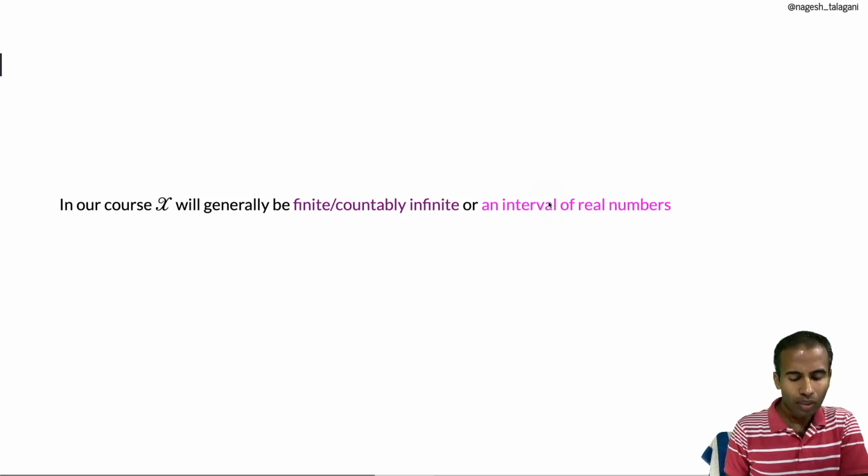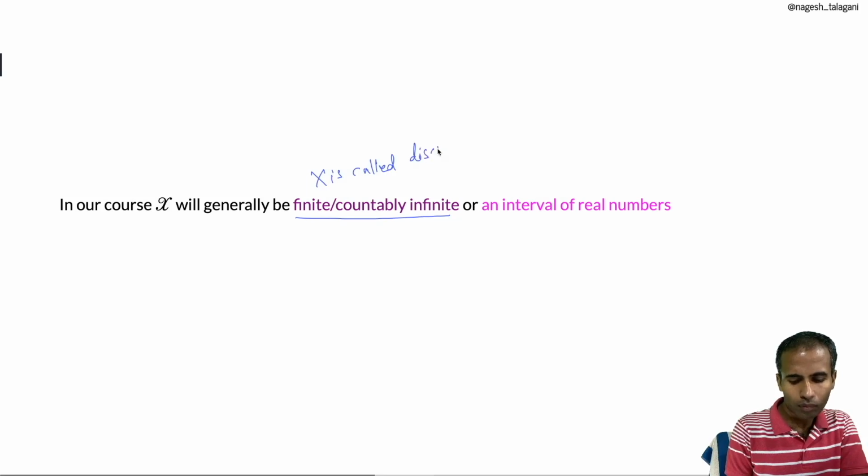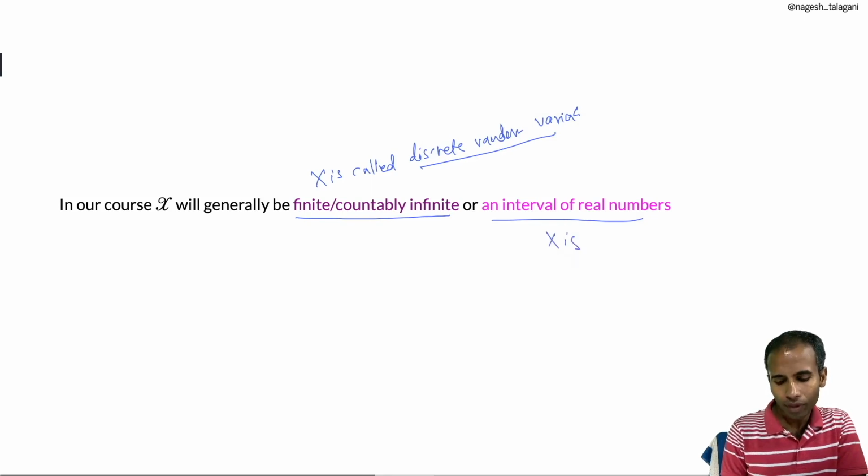In our course, the script X, that is the range of random variable X, will generally be finite, countably infinite, or an interval of real numbers. When the range of X is finite or countably infinite, then X is called a discrete random variable. When the range of X is an interval of real numbers, then X is called a continuous random variable.